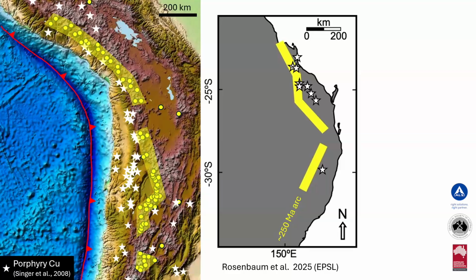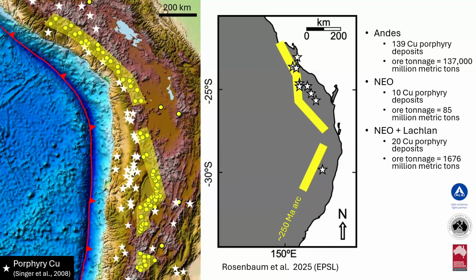But if we look at the actual metal endowment, we can see that there is a massive difference, of course. I took this data from the USGS database for porphyry systems, and we can see that there are 139 copper porphyry deposits listed for the Andes with an ore tonnage of 137,000 million metric tons. The same database lists 10 deposits in the New England Orogen with an ore tonnage of 85 million metric tons.